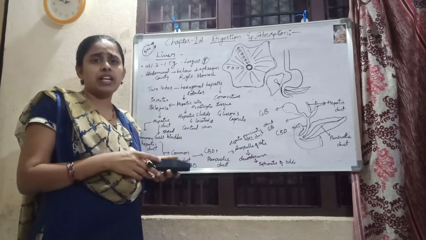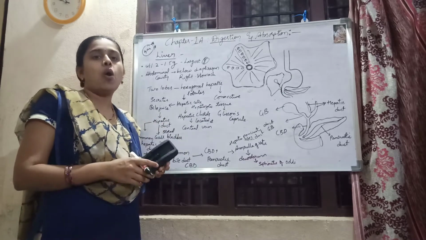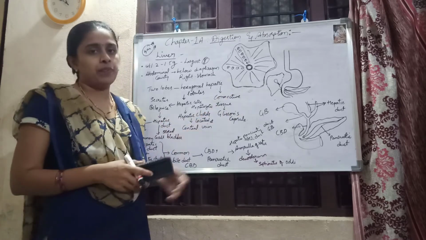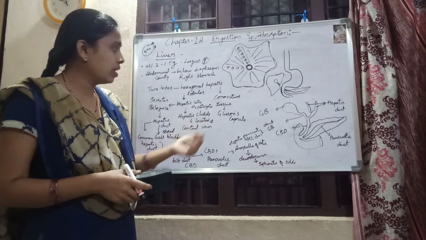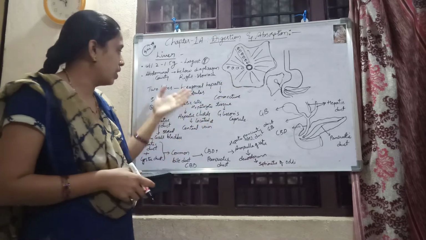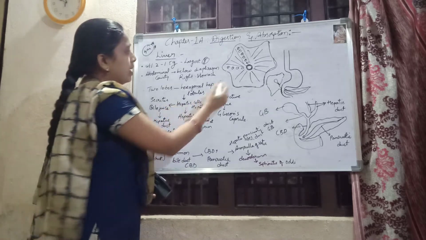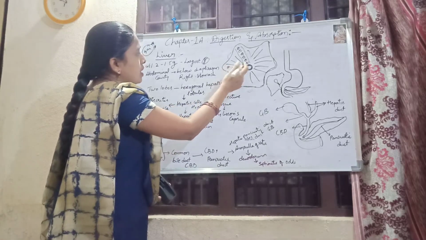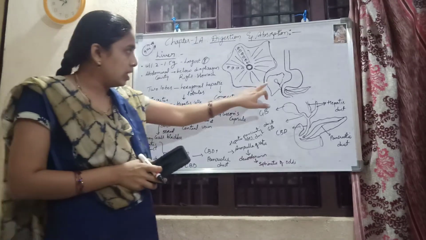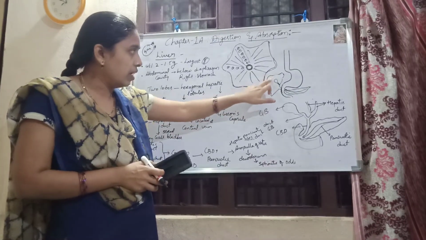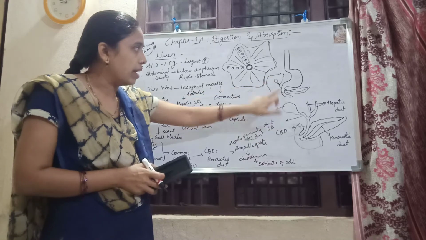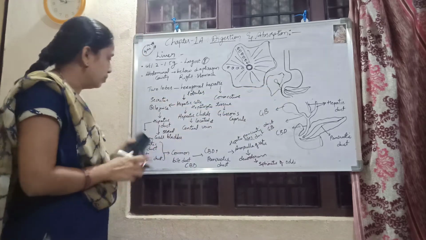Whatever fats, oily food we eat, that oily food is digested with the help of the liver. We'll see that in the next topic. Now we'll see the internal structure of the liver. Each hepatic cell produces bile juice, which is stored in the gallbladder. This is the gallbladder.